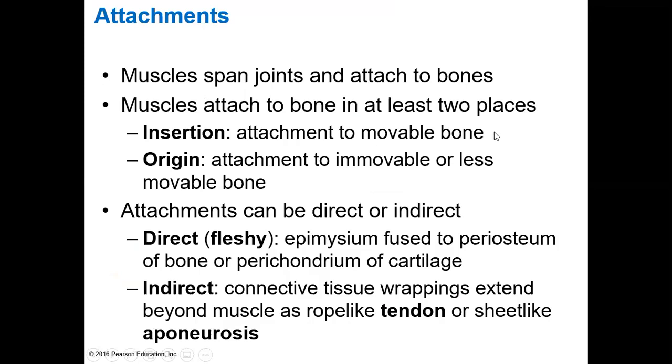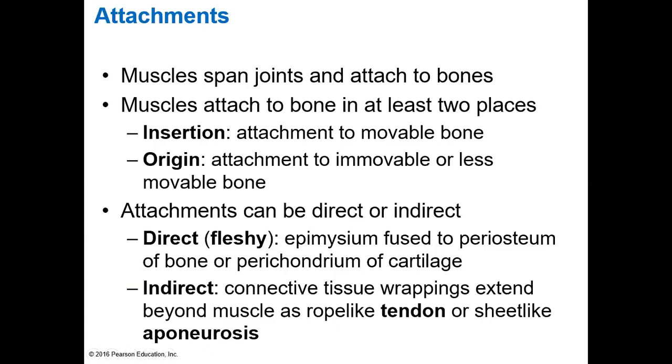Okay, muscles attached to bone in at least two places. You have an insertion, attachment to a movable bone, and origin, attachment to a less movable bone, typically. Attachments can be direct or indirect. Direct is it goes directly to the bone, fused to the periosteum of bone or the perichondrium of cartilage, depending on if it's attached to your nose or something. And then indirect is that it connects to other tissue that creates a rope-like tendon or a sheet-like aponeurosis.